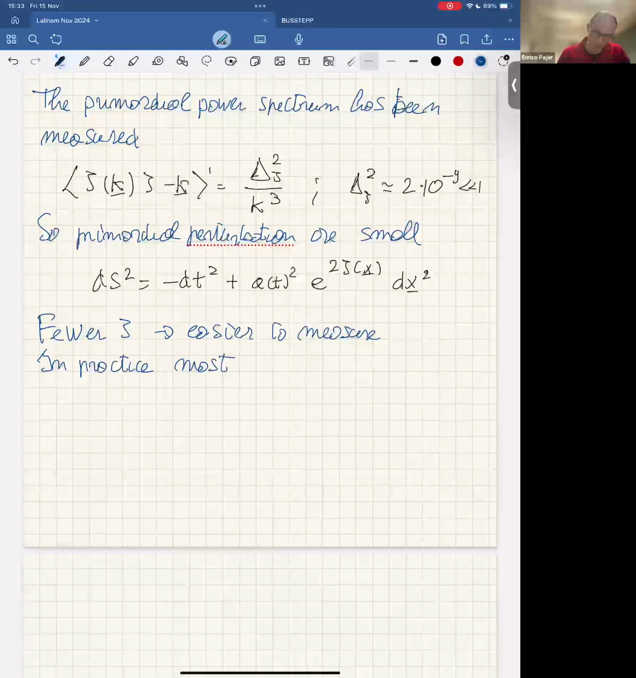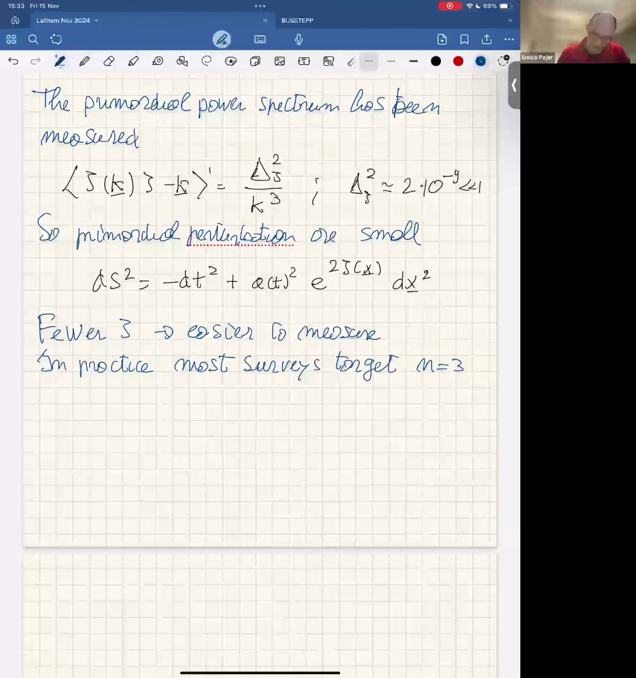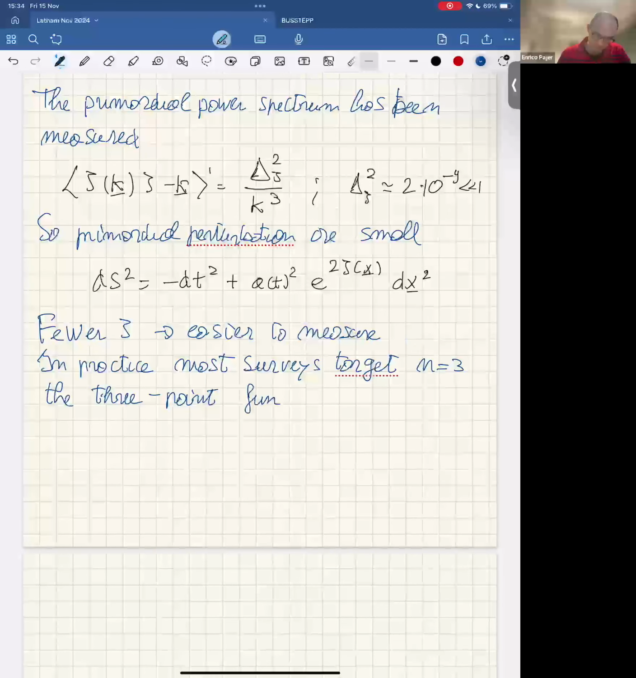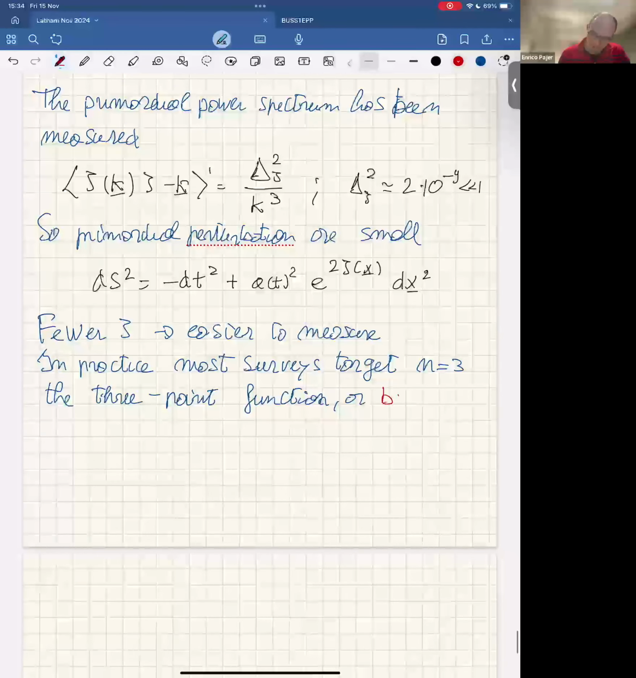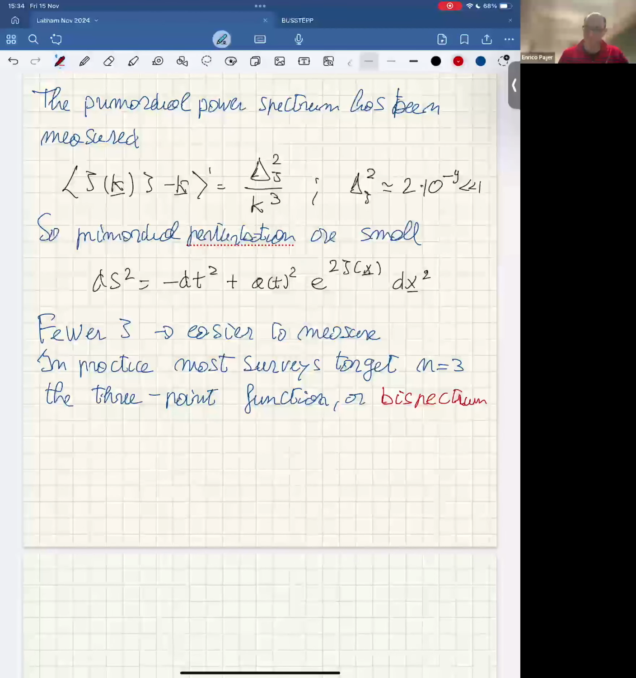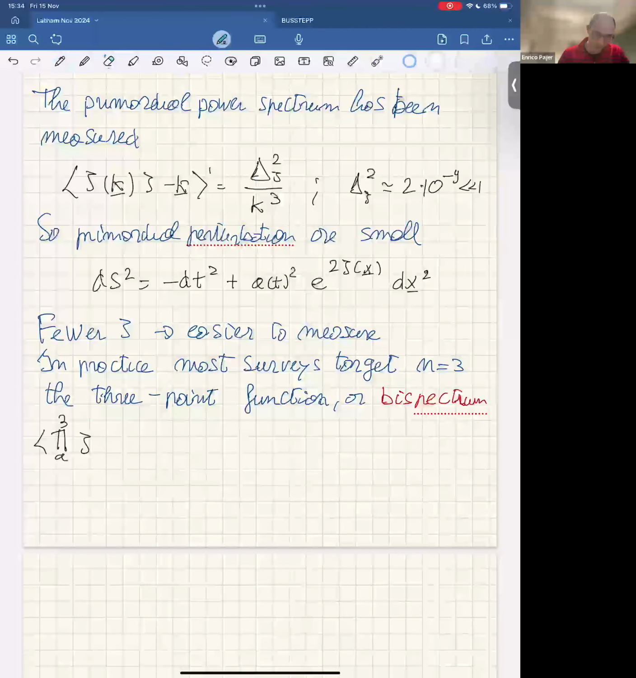So most cosmological surveys target n equals 3, which is the 3-point function, which cosmologists call the bispectrum, which is a very confusing word, but that's what they call it. Okay, so let me see what the bispectrum is. This is the 3-point function of zeta at the beginning of the hot Big Bang or at the end of inflation.